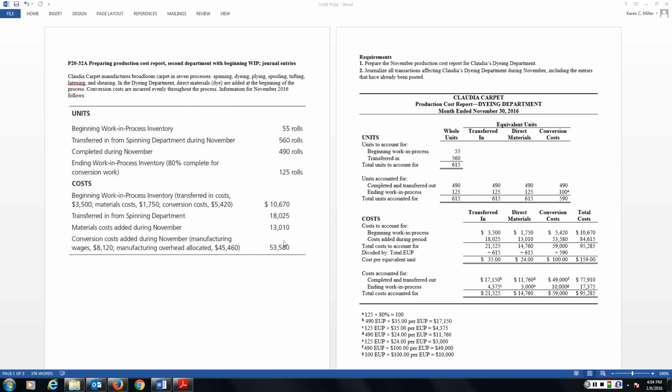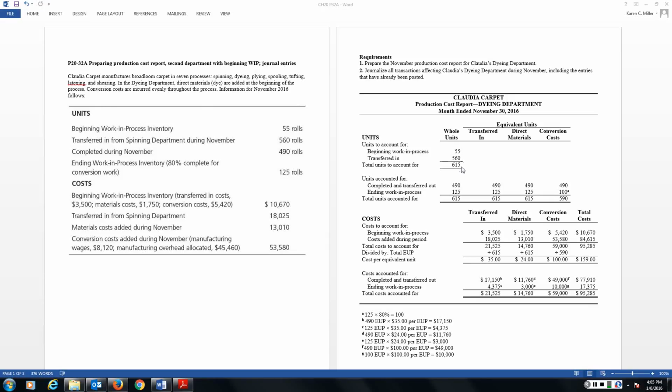So just as we saw in your chapter, we had 55 units in beginning work in process. So these were units from the dyeing department that were in the dye process last period, but they were not finished. So they were left in work in process at the end of the prior period. And it tells us that there were 560 rolls of carpet that were transferred into this department during the period. So we have 615 units to account for.